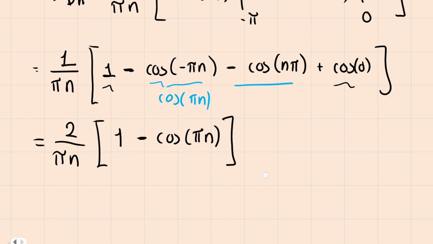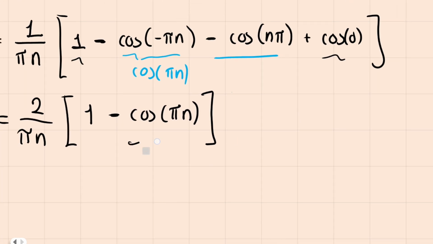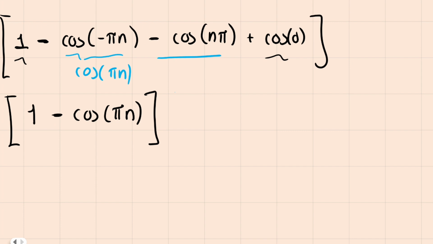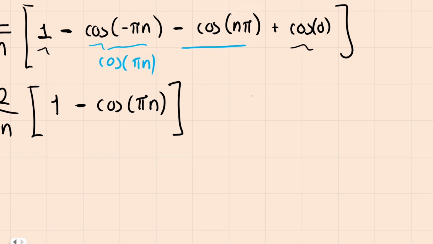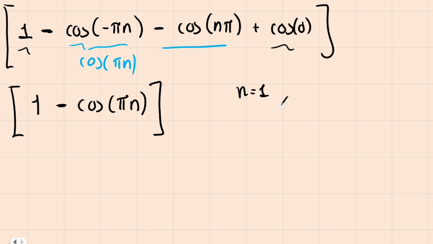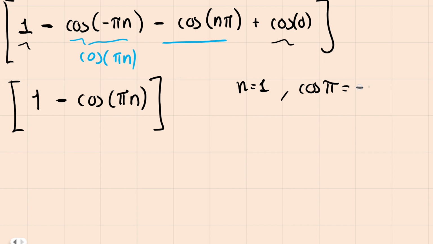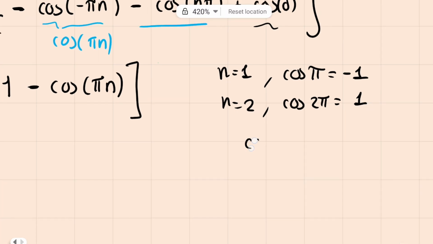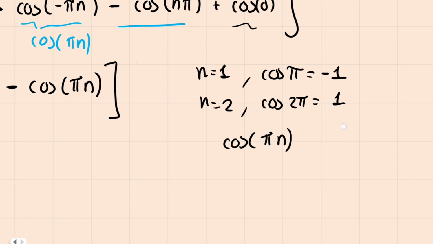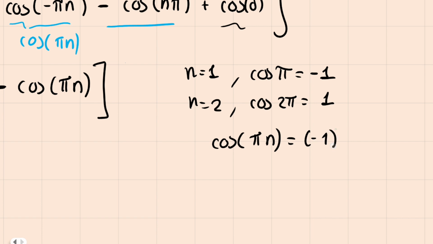Perfect. Okay, so what happens with this quantity that we have here? Well, remember that n begins at 1 and keeps going from 1 to infinity. So, for example, if we take n equals 1, we are going to have cosine of pi, and that is negative 1. If we take n equals 2, we are going to get cosine of 2 pi, but that is equal to 1. So we are going to be oscillating between negative 1 and 1. So that means that cosine of pi n is going to be equal to negative 1 to the n.